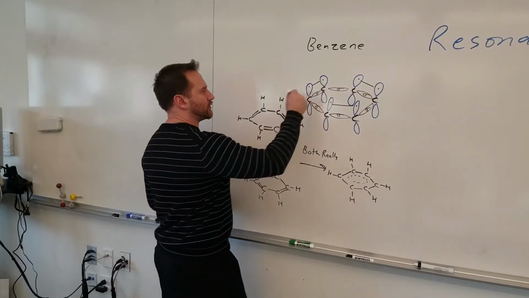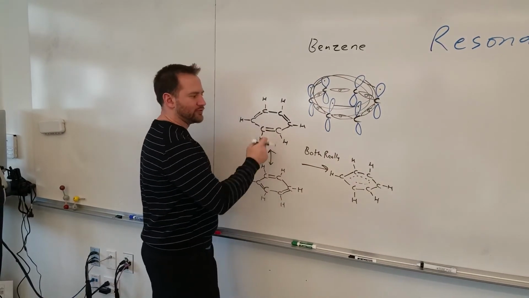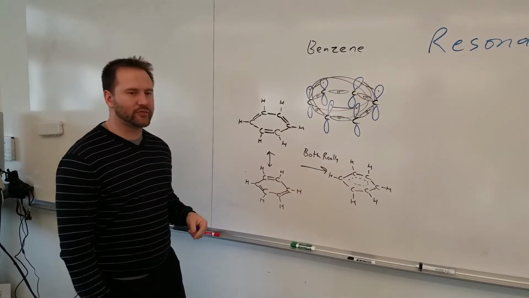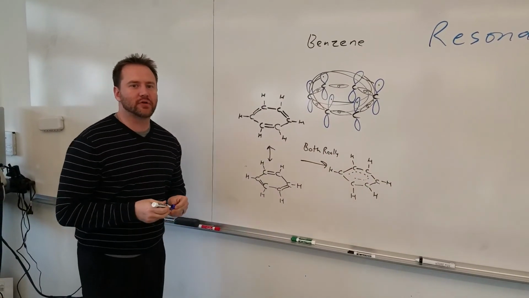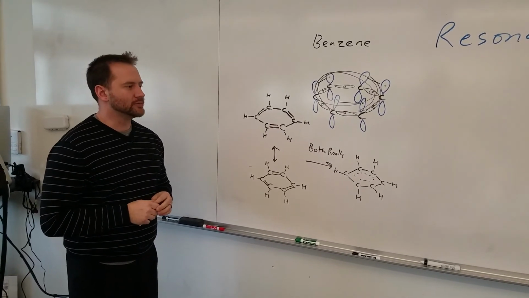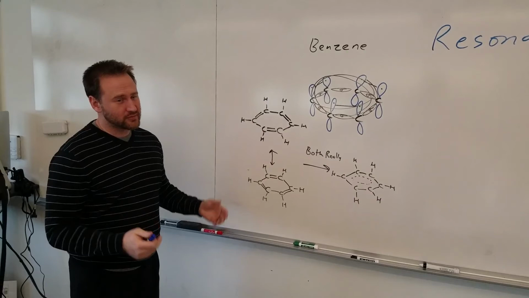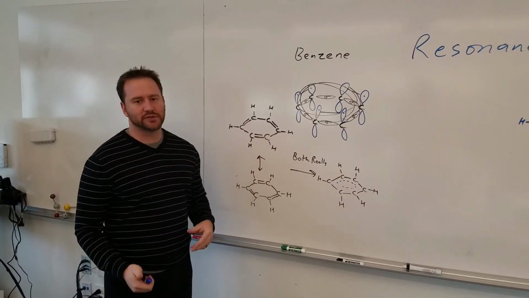But really these electrons are all moving around in this giant circle, forming both of these at all times, going back and forth. So what you end up with is this circular ring of electrons in benzene, which gives it a nice level of stability. So resonance, you don't need to know all of this, but resonance is the shifting of electrons between equivalent adjacent bonds.